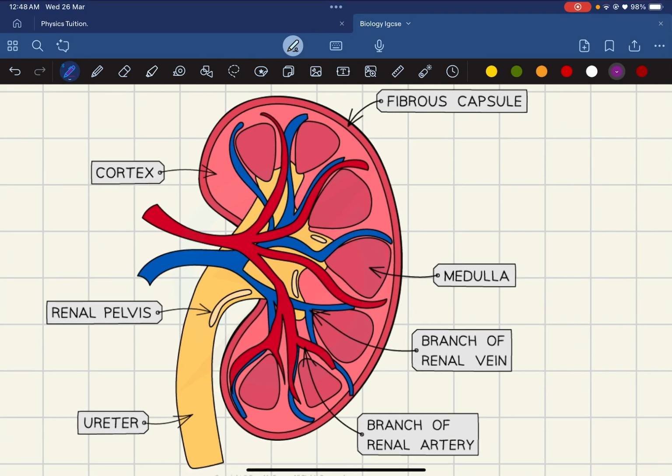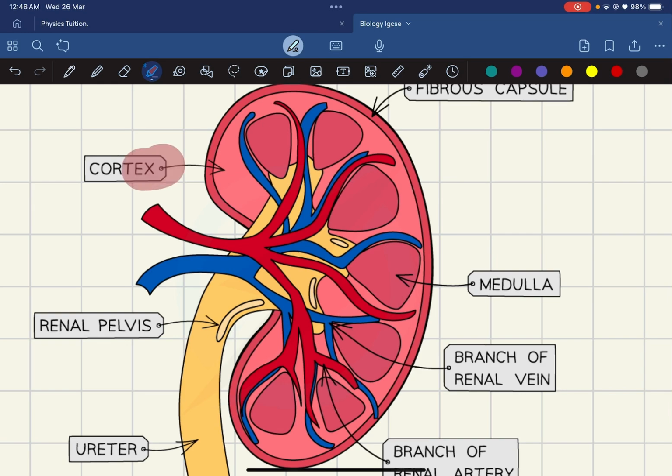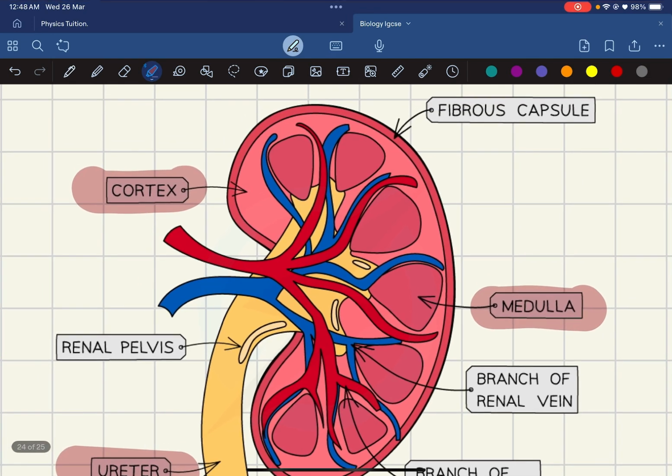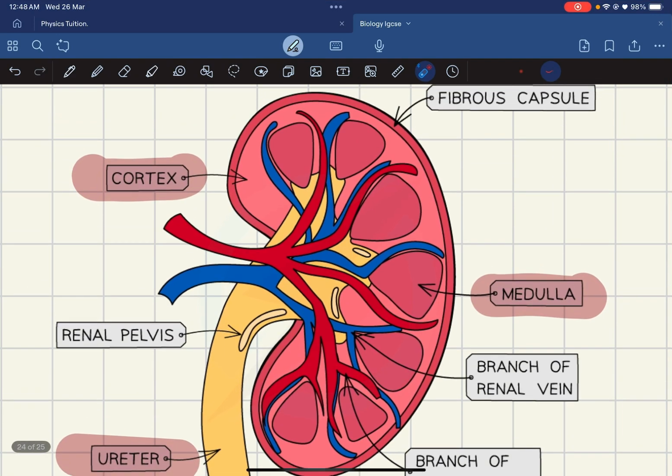You don't need to know all of these labelings, you only need to know the ones that I'm going to highlight, which are the cortex, your medulla, and your ureter, obviously. If you want to know more about the other labelings over here, then you can go ahead and learn about them, but they're not important for now.